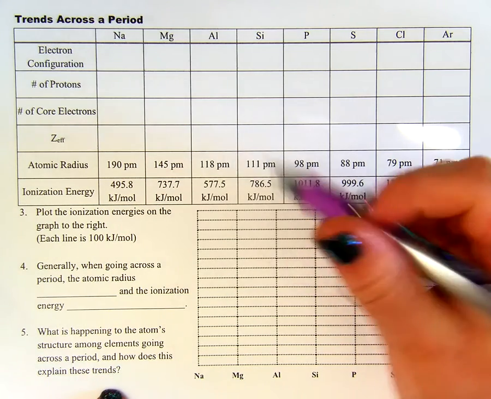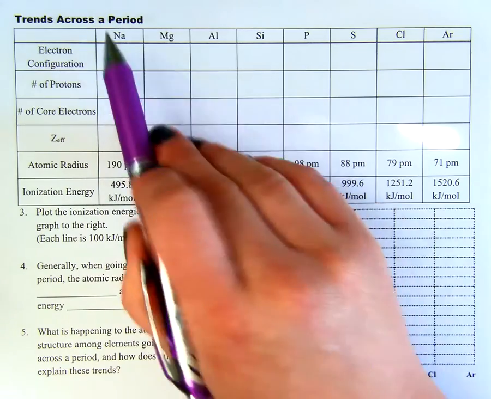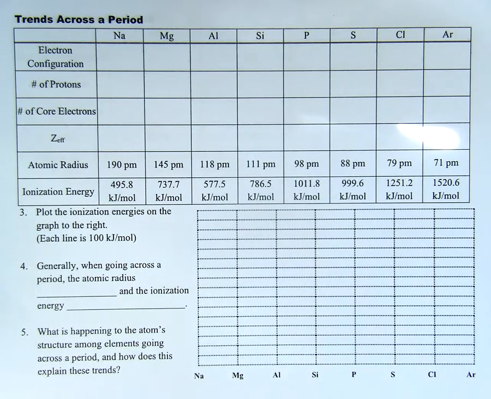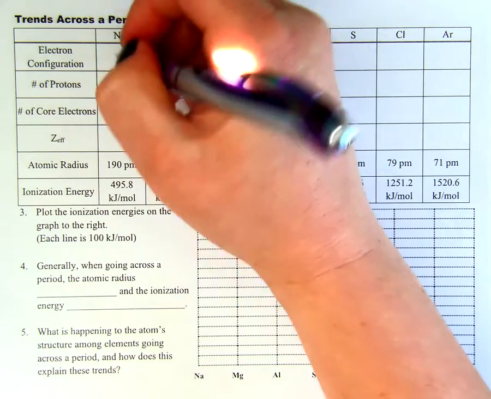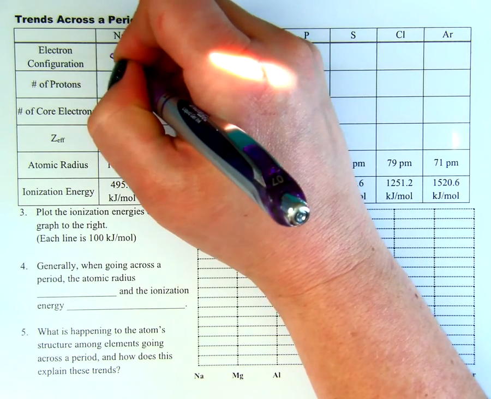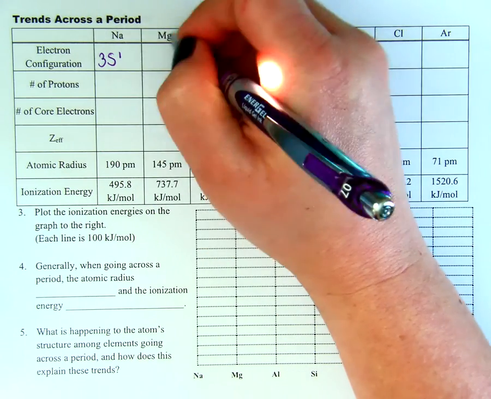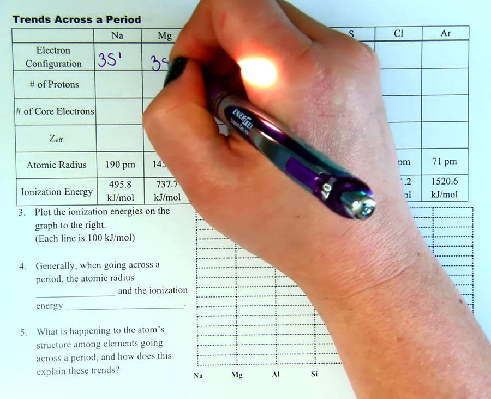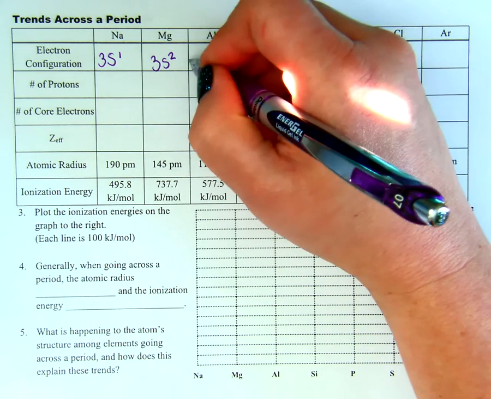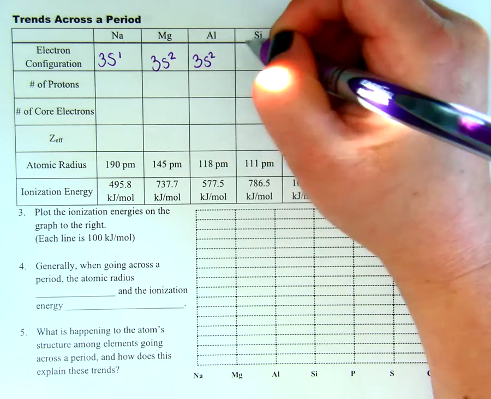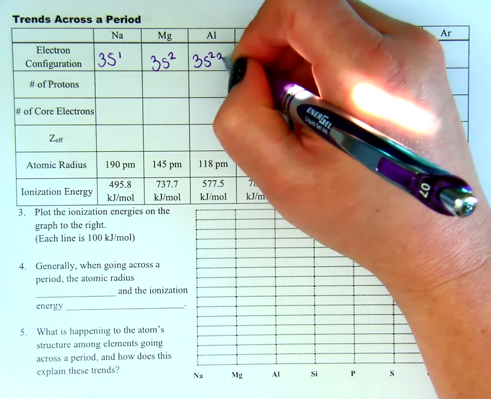So I'm only going to write the valence. I'm going to leave out the noble gas notation on here just in the interest of space so we can see everything that's going on. I'm only writing the valence ones. So for valence, this is 3s1 for sodium. For magnesium, 3s2. For aluminum, 3s2, 3p1.